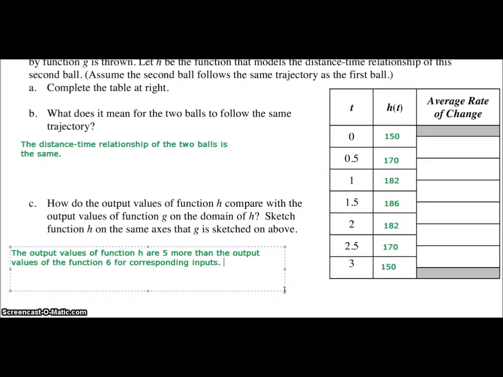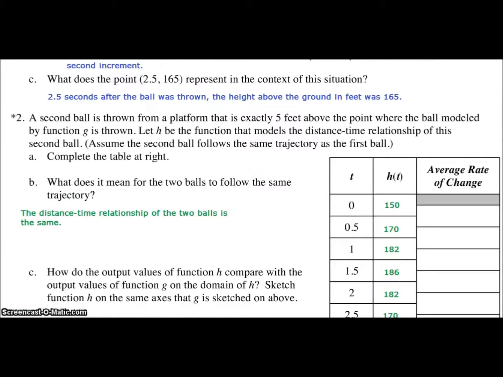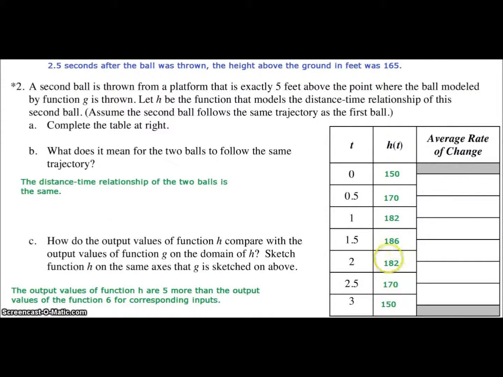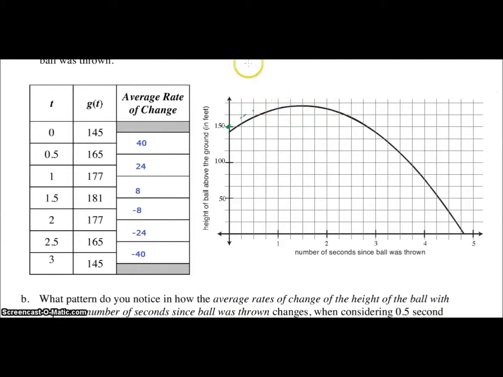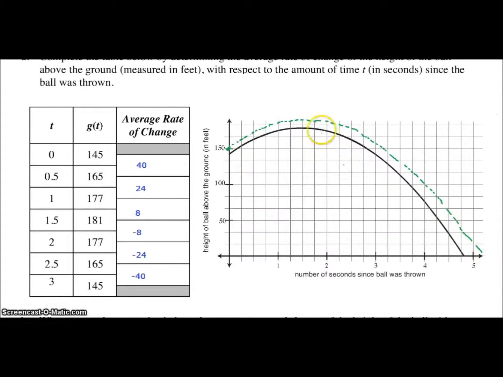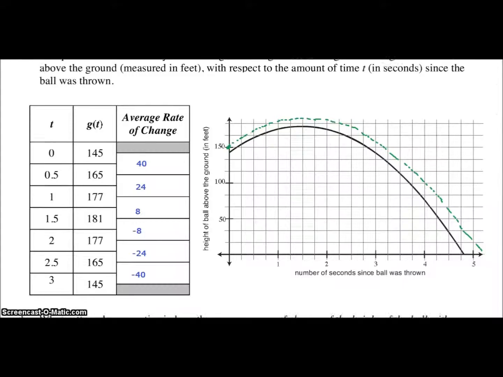Sketch the function h on the same axis that g is sketched above. Okay, well, I already did that. Guess I'll do it again. Maybe a little bit more precisely with these coordinates. I just decided to draw the same rough sketch again. So this is h. This green one is just a vertical shift of g. Every point should be up 5 units.